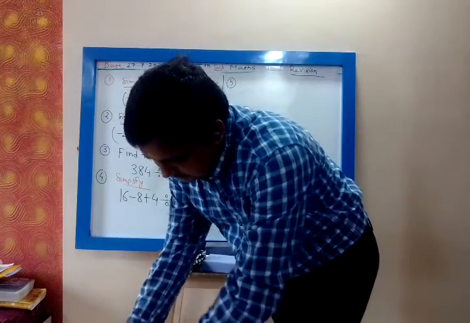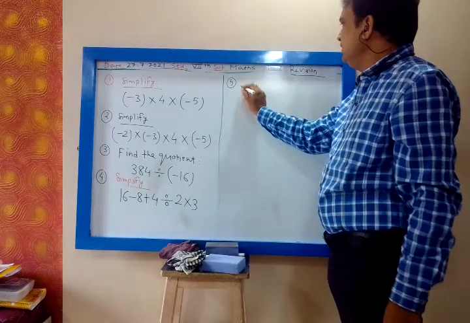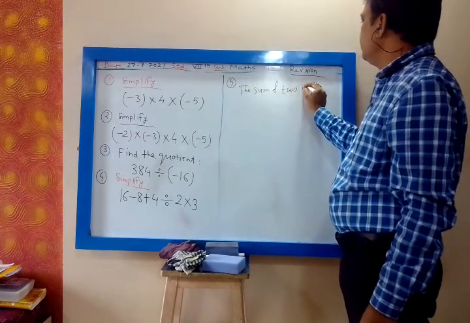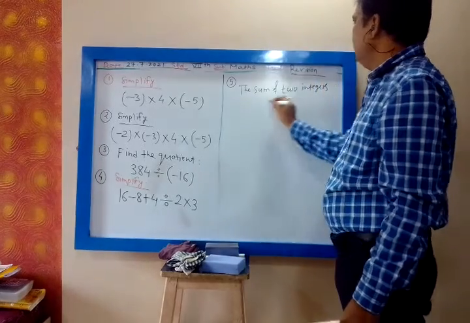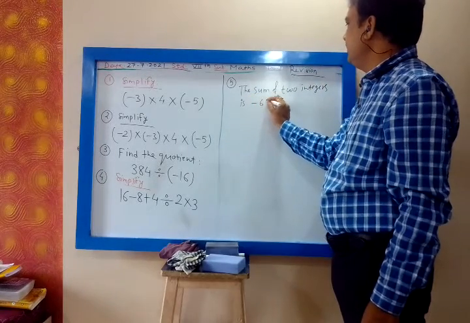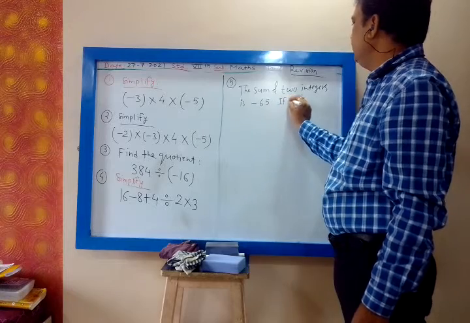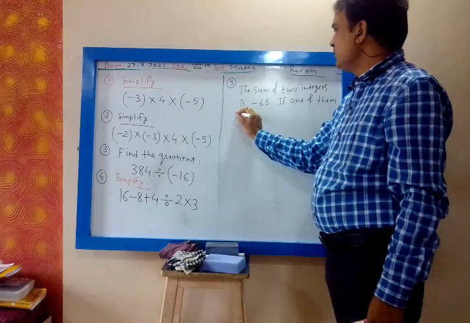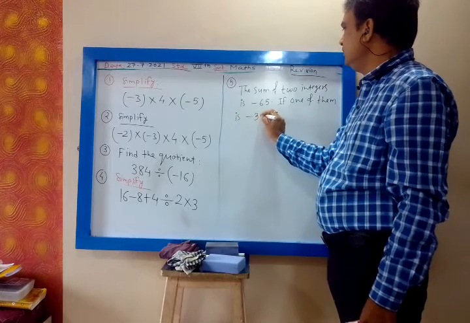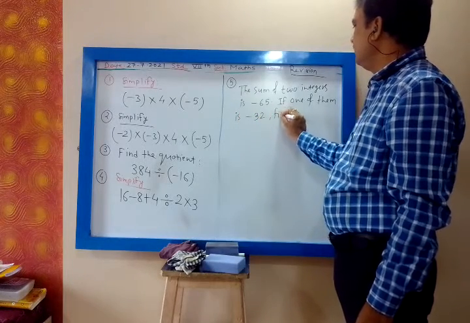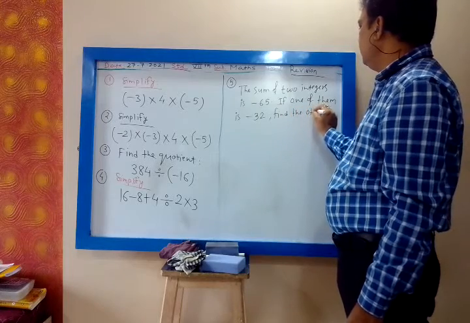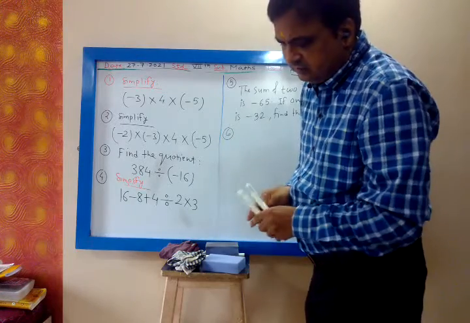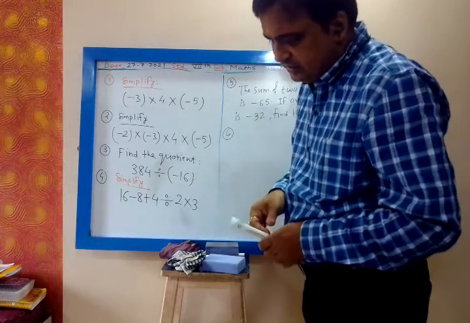One, the sum of two integers is -65. If one of them is -32, find the other. No, do not write the question. Start solving. We are interested in the answer, my dear.